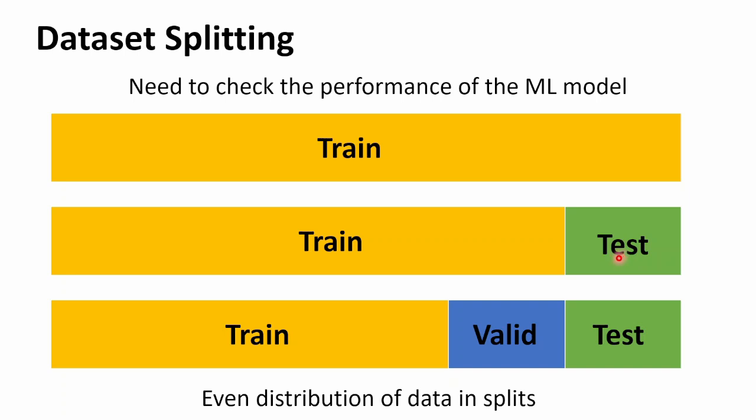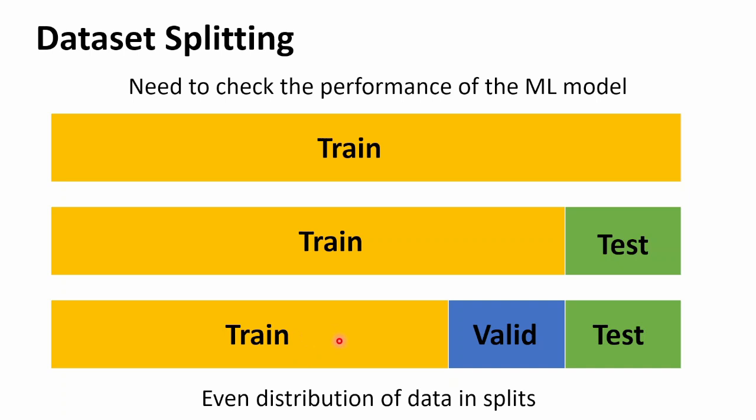But if we want to do some hyperparameter tuning, which we'll be doing towards the end of this course, we would need another chunk of it, which is called the valid dataset, so that the test dataset is never seen by the ML model during training. And this type of split is what is recommended for training machine learning models. We'll see how to do this split using some of the packages that are available in Python.